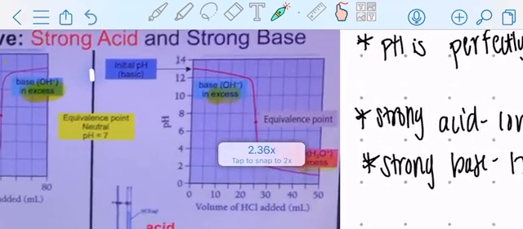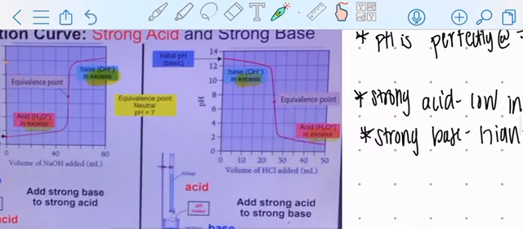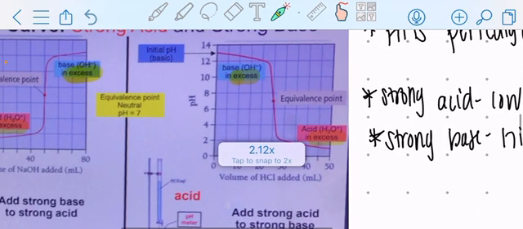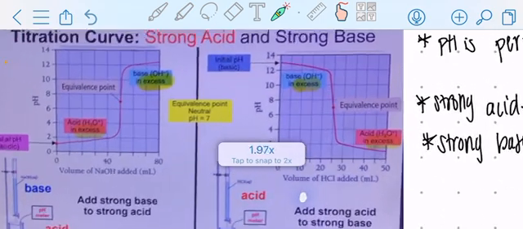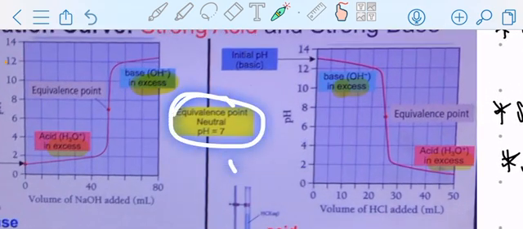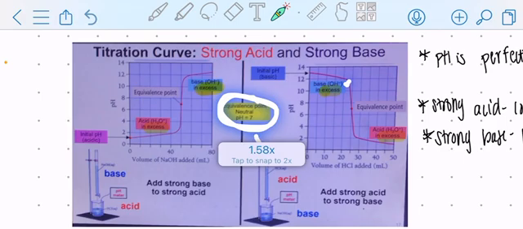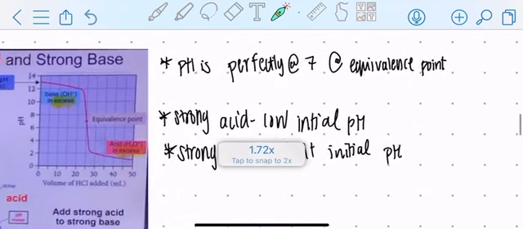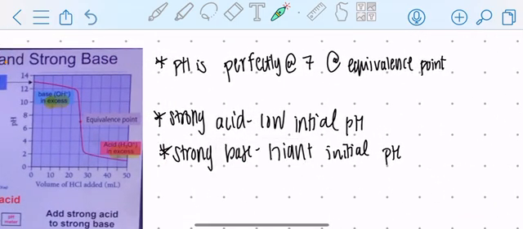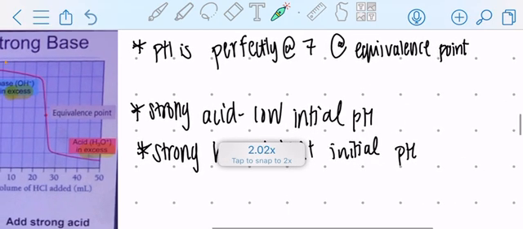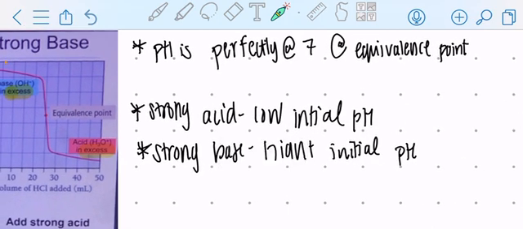And here we see that when there is a strong base initially present, where the pH is quite high, and a strong acid is added to it, we can see the equivalence point where there's a sharp change in pH. The hydroxide concentration is in excess because there is a strong base. And at the end, the acid concentration is in excess. The equivalence point is a neutral pH of 7. Here are some things to note again: the pH is perfectly at 7 at the equivalence point. The strong acid has a low initial pH, and a strong base, if that's what we're starting with, has a high initial pH.